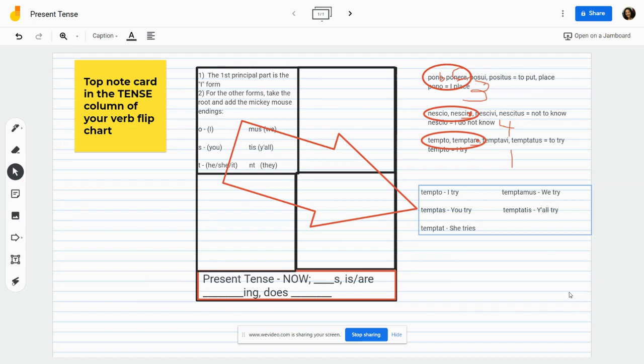And then finally, what if I wanted to say they are trying? They do try. They try. I'm going to take the root, tempta, and add the NT because that's the they ending. And then the translation of that is they try.